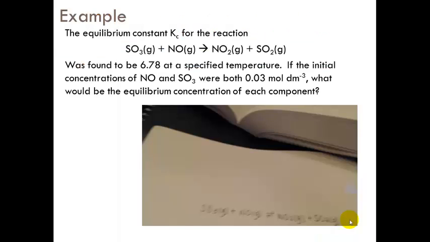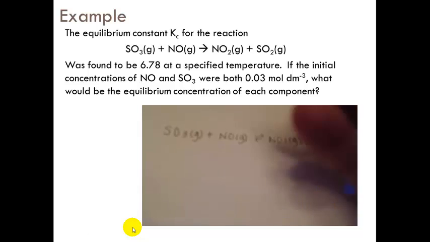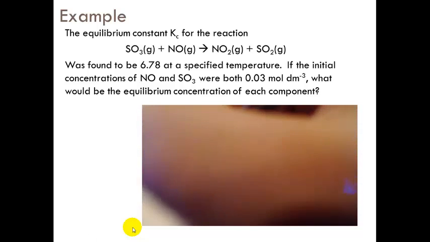So here's an example. The equilibrium constant Kc for the reaction SO3 plus NO goes to NO2 plus SO2 was found to be 6.78 at a specified temperature. If the initial concentrations of NO and SO3 were both 0.03 molar, what will be the equilibrium concentration of each component? So this is trickier because they don't give you any of the equilibrium concentrations.